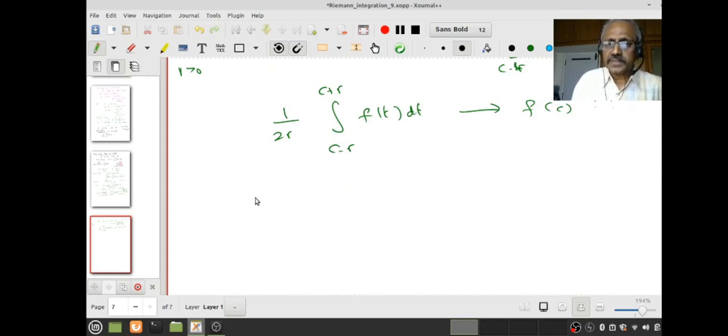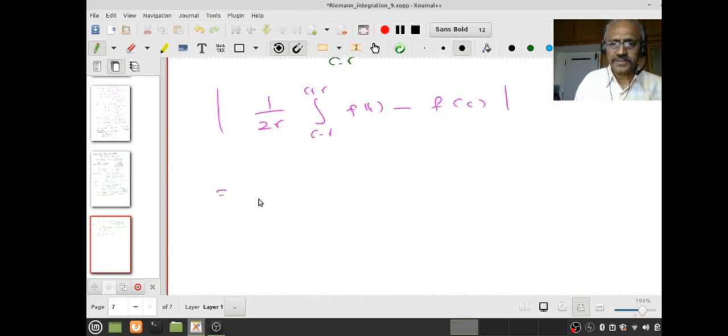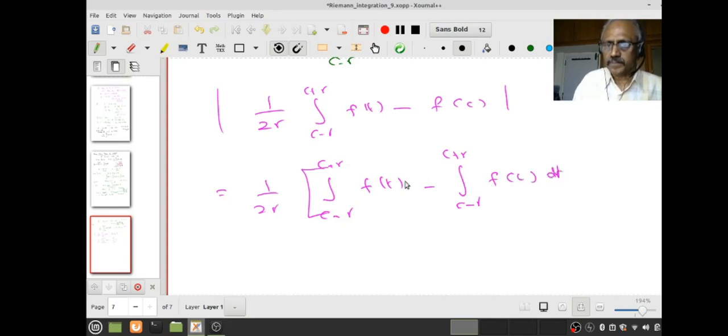Okay, again the same trick. So that means I have to estimate 1 by 2r, integral from c minus r to c plus r of f(t) minus f(c). This is what I want to estimate. Right, this is an integral. So what do you think? Now I think all of you are good, so you would know what I have to do. This is equal to 1 by 2r integral from c minus r to c plus r of f(t) dt, minus integral from c minus r to c plus r of f(c) dt. This is a constant, therefore it will be f(c) into the length of the interval 2r, but that 2r cancels with this.